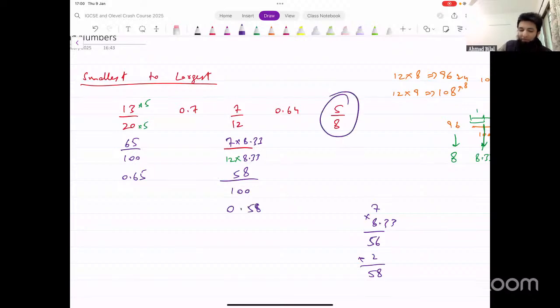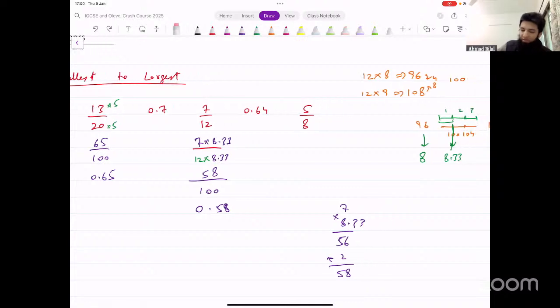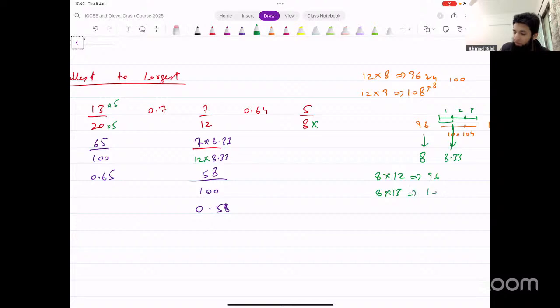And then similarly, 5 over 8, you can do something similar to this as well. How can you take it to 100? Is 100 a multiple of 8? Well, it's not. However, 1000 is a multiple. You can either take it to 100 if you think you can do that, because 8 times 10 is 80, 8 times 11 is 88, 8 times 12 is 96. 8 times 13 is 104.